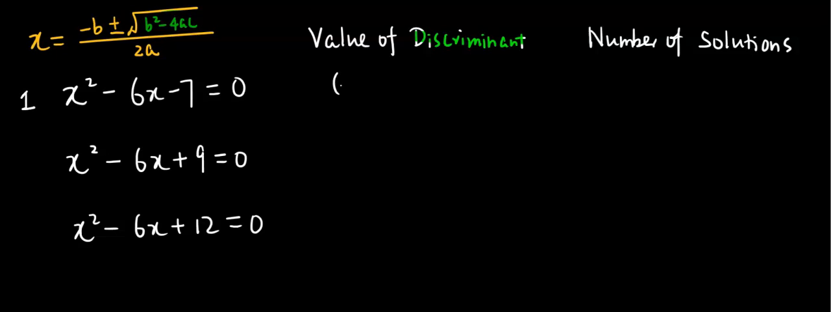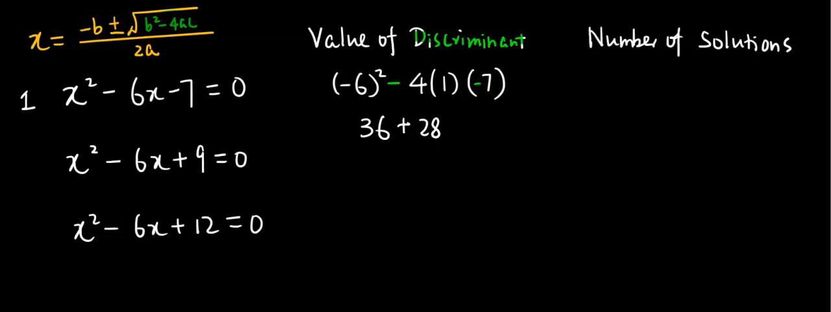b squared, negative 6 squared, minus 4 times a, which is 1, times c, which is negative 7. Negative 6 squared is 36. Minus, we're going to have a plus. 4 times 1 times 7 is 28. You can stop right here because you can see it is greater than 0. Therefore, we're going to have two solutions. Next question.